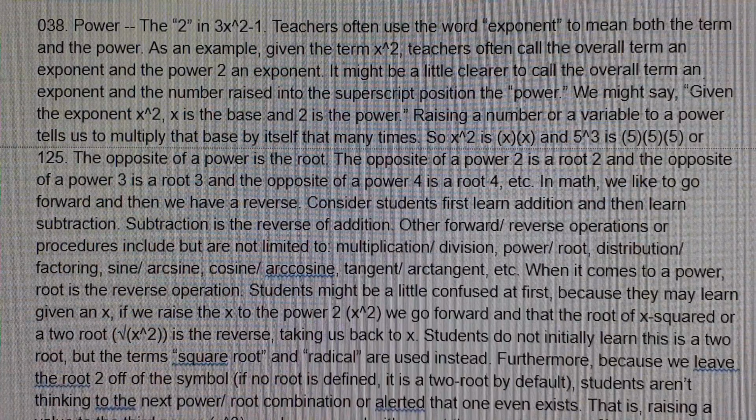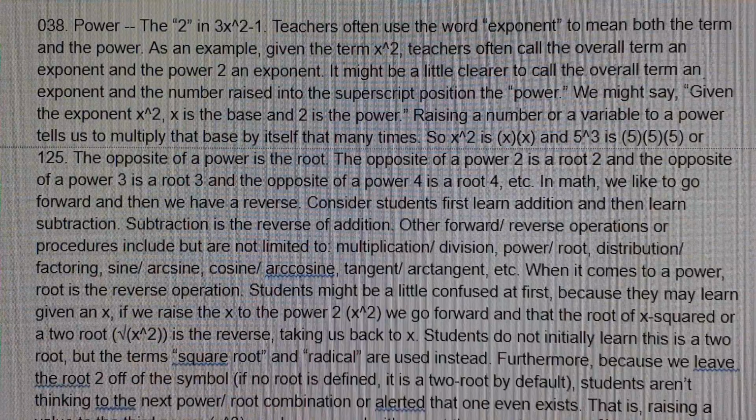The opposite of a power is the root. The opposite of a power 2 is a root 2, and the opposite of a power 3 is a root 3, and the opposite of a power 4 is a root 4, etc. In math, we like to go forward, and then we have a reverse. Consider students first learn addition, and then learn subtraction. Subtraction is the reverse of addition.